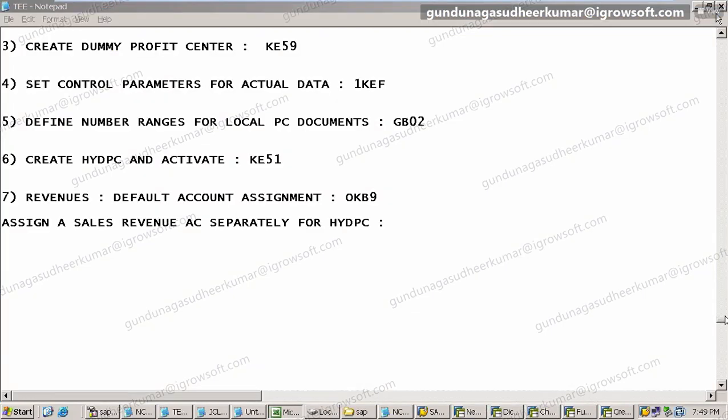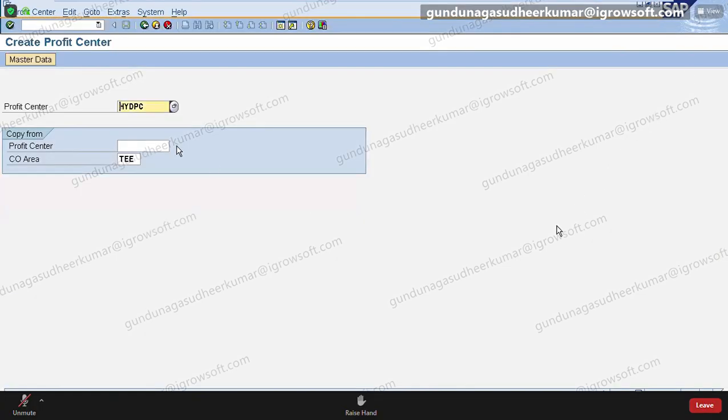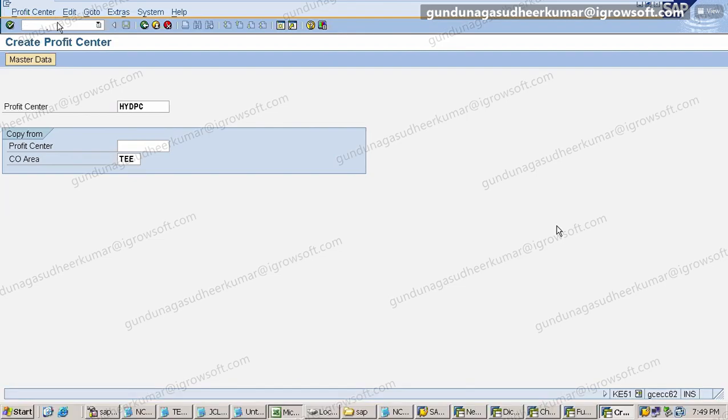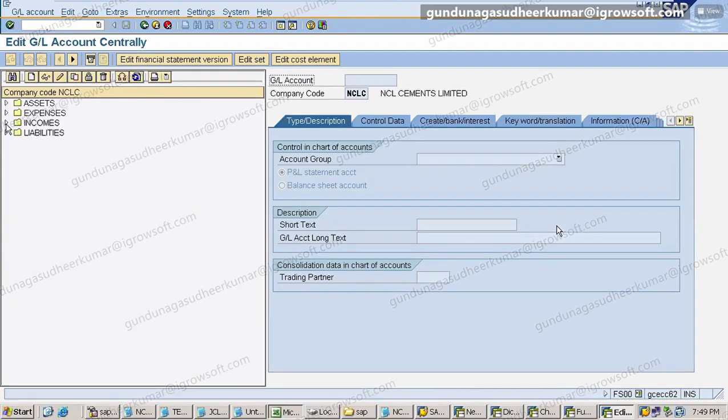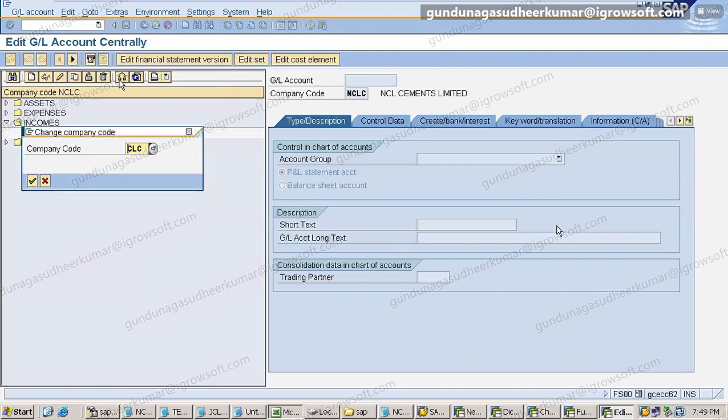So we have to create it. What sales account? Sales revenue, FS00. This is wrong, sir, company code.